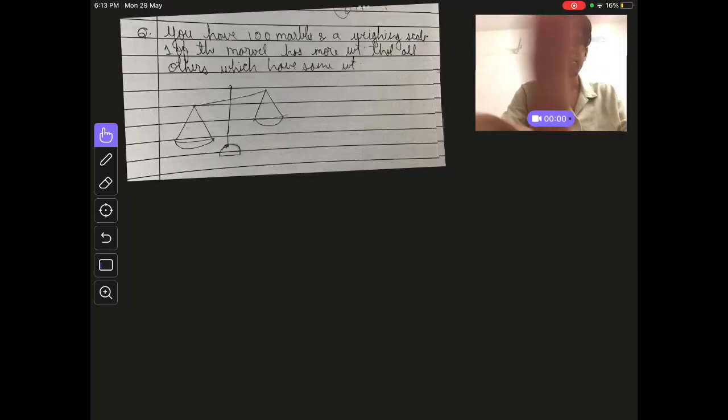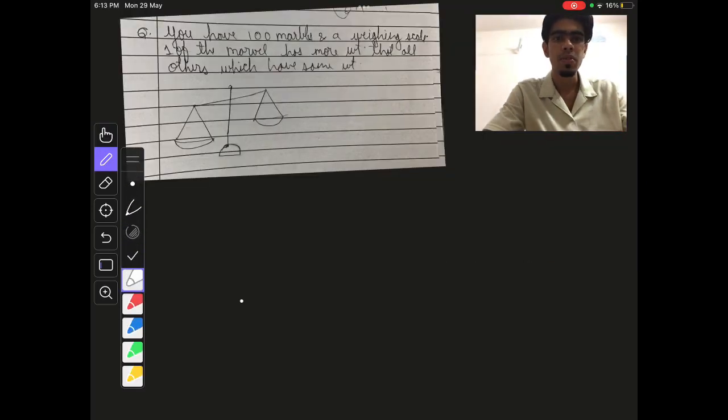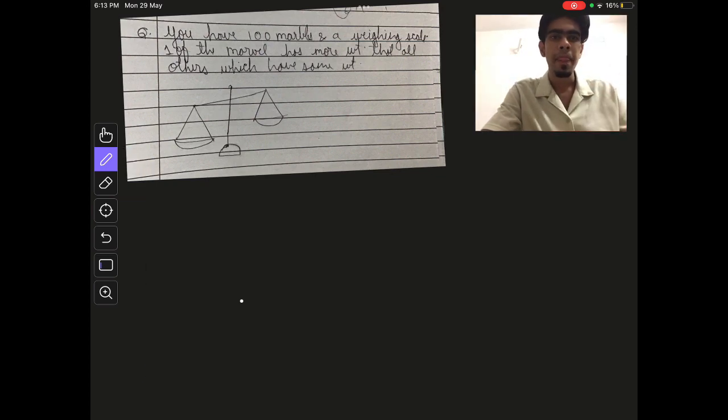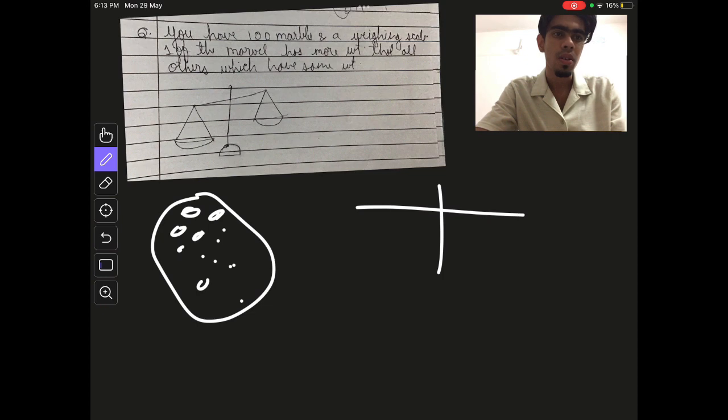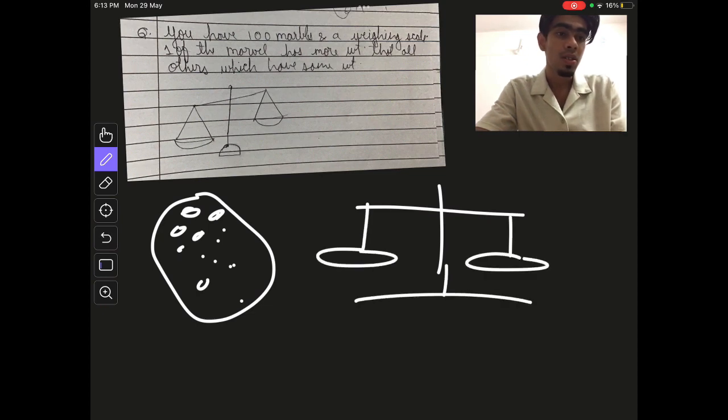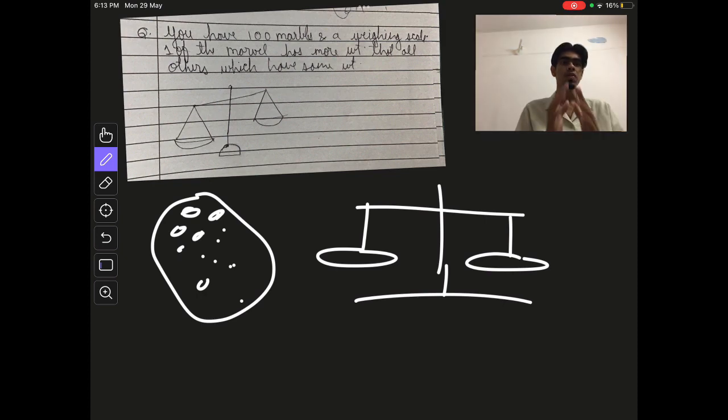Right, so as you can see over here, let me just explain the question. Basically we have a bunch of, let's say, 100 marbles over here, okay? And we have a weighing machine, right? Now we have to use this weighing machine, and using that we have to tell out of these 100 marbles, one marble has an extra weight as compared to the others.